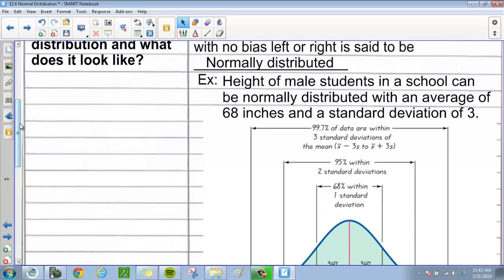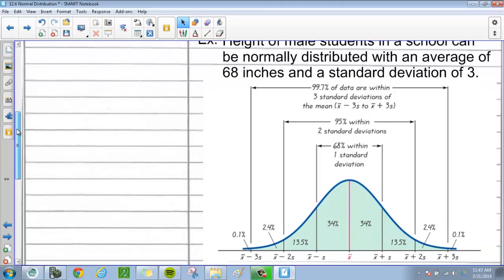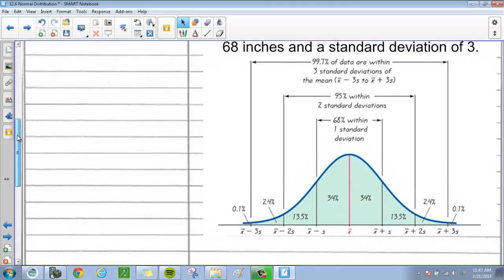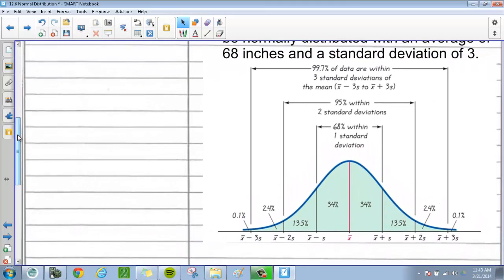Not in all cases, but let's just say the height of male students in a school could be normally distributed. And let's say maybe in this situation the average height was 68 and the standard deviation of that height goes up by 3 inches in either direction. Each standard deviation is 3 inches. Well, we can actually use this information to start to gather the percent of students, if it is normally distributed, that would fall within certain ranges right here.